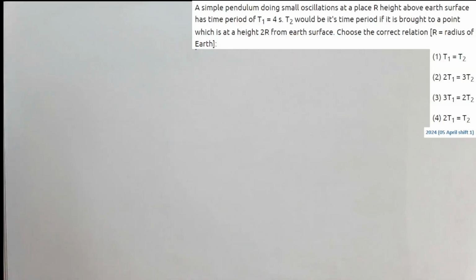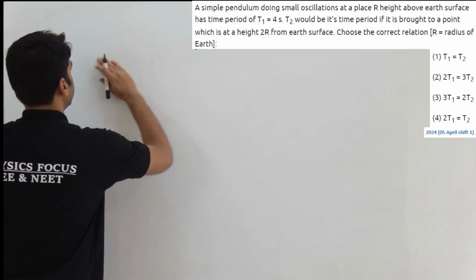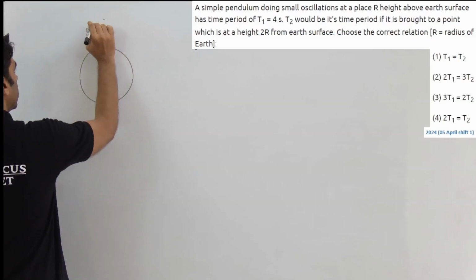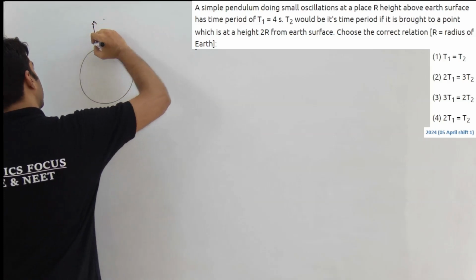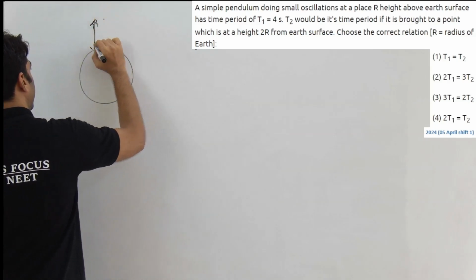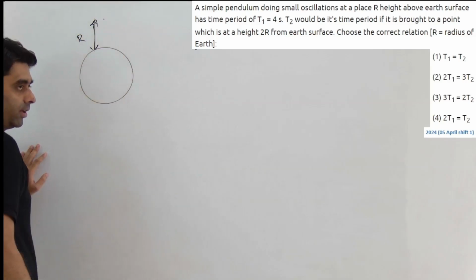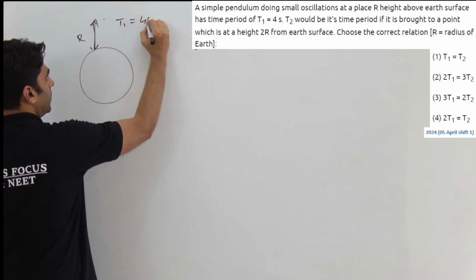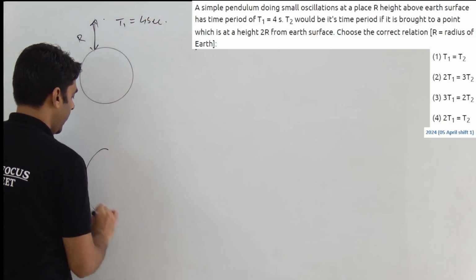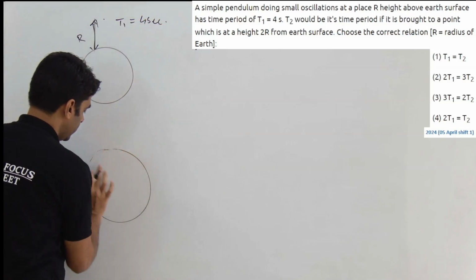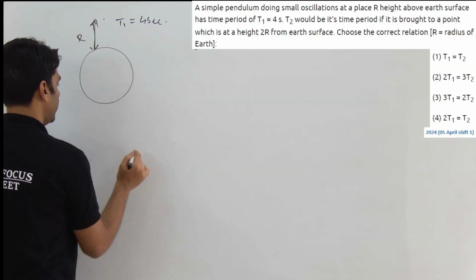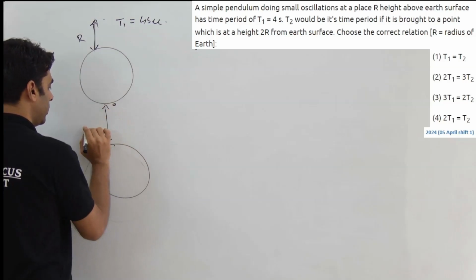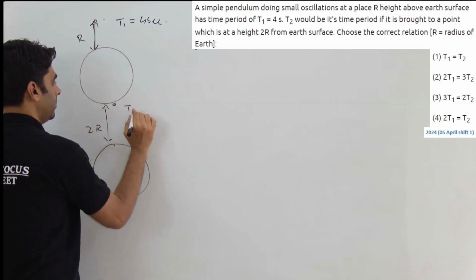Now, let us see. What we have is a height of R. Over here, the time period of the pendulum is given to us as T1, which is 4 seconds. And when it is taken to a height of 2R, the time period becomes T2.